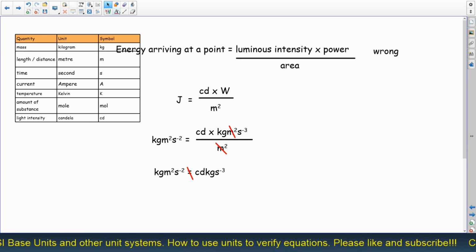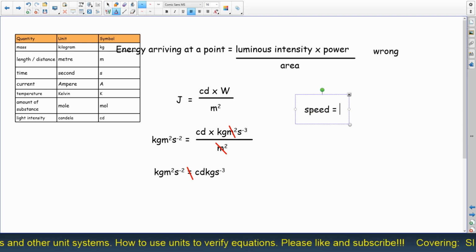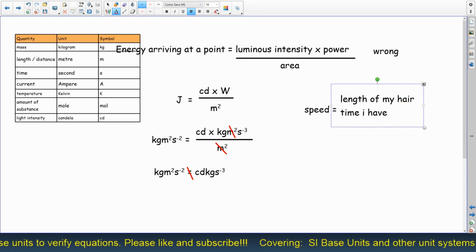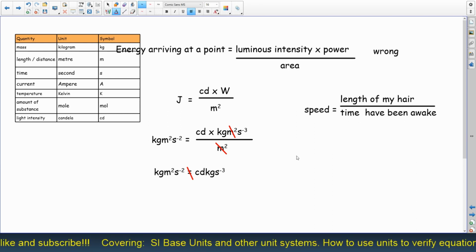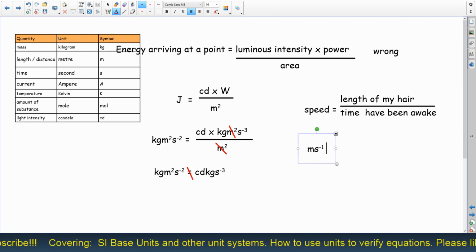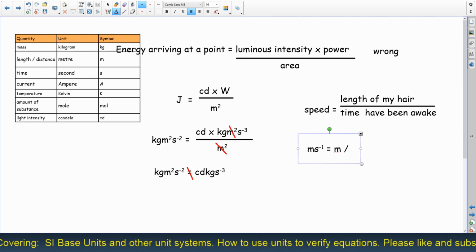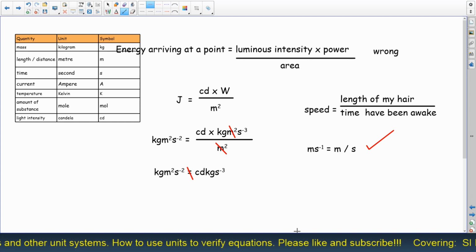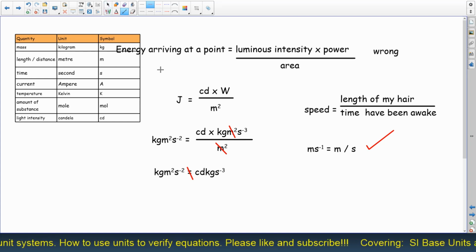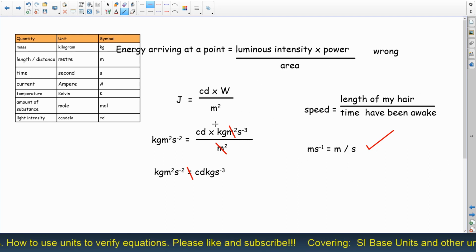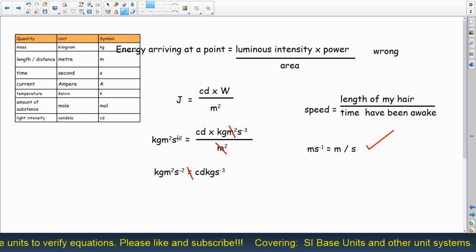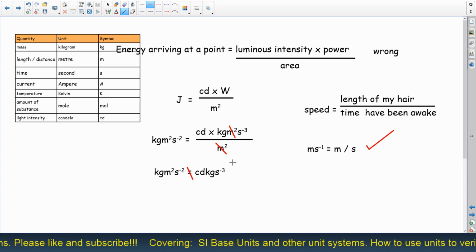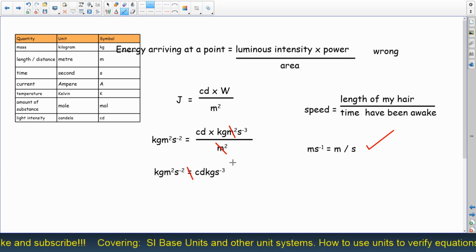Okay? So for example, I could have that the speed of an object is equal to the length of my hair divided by the time I have been awake. All right? Now, we know that speed is measured in meters per second. We could measure the length of my hair in meters, and we could measure the time that I've been awake in seconds, which would actually suggest that this is possible. Okay, this is at least mathematically possible, but when we go and investigate it, it's just wrong. So this is not a confirmation system, but in this case, it shows that it's not possible and not worth investigating.